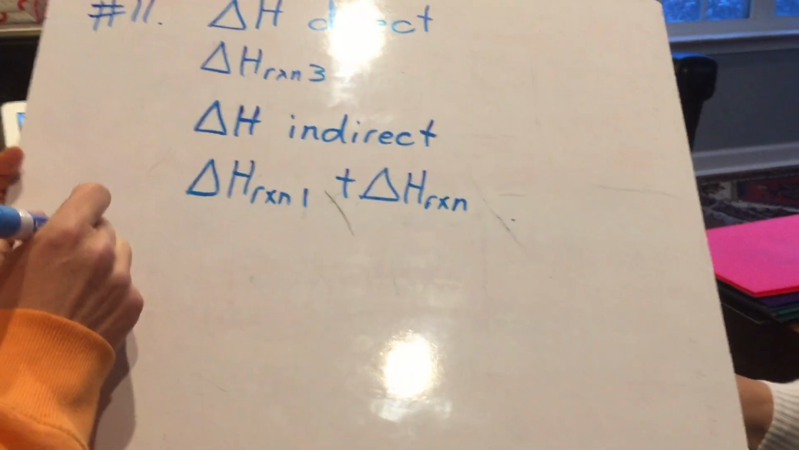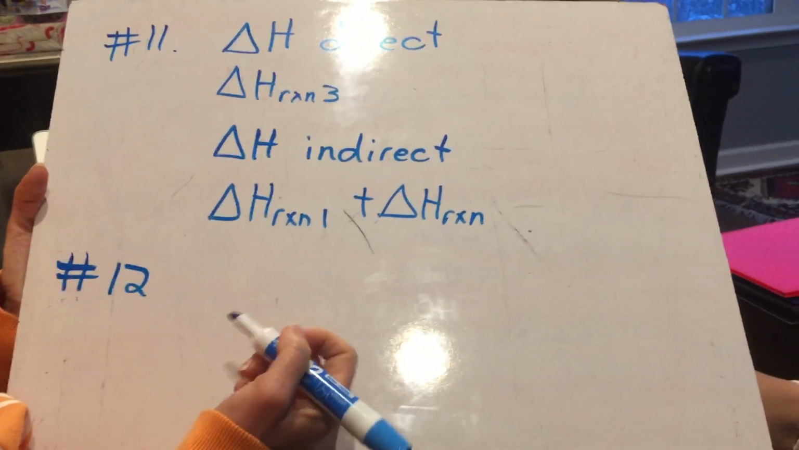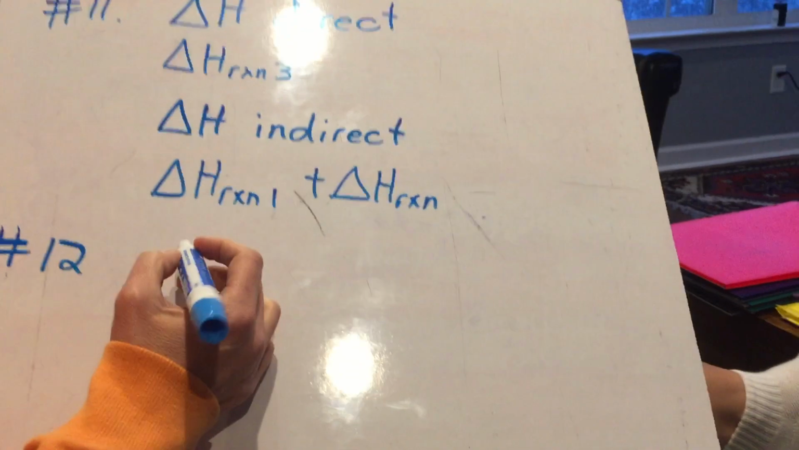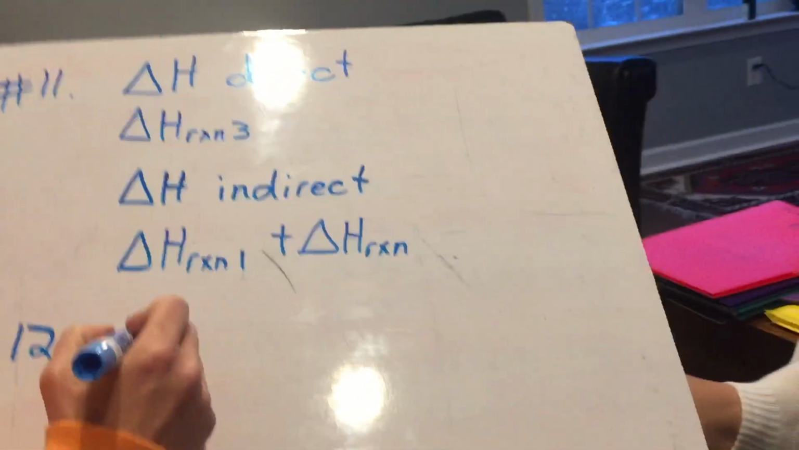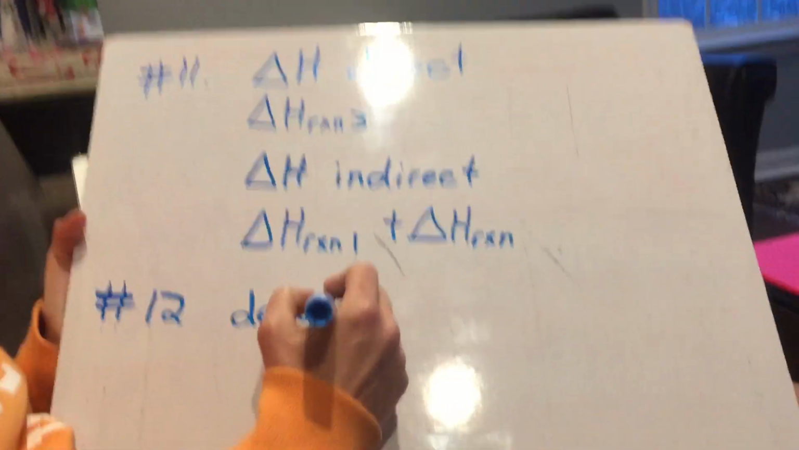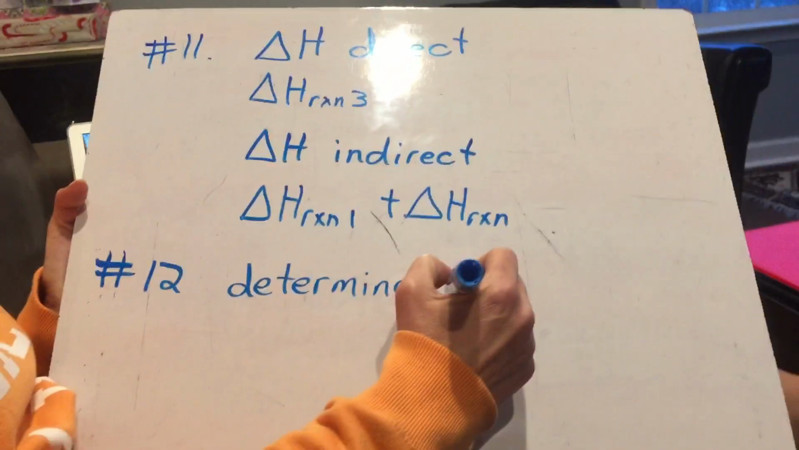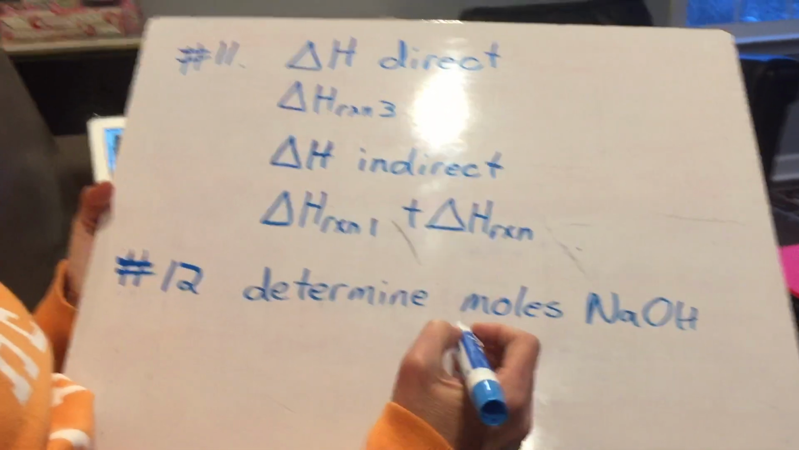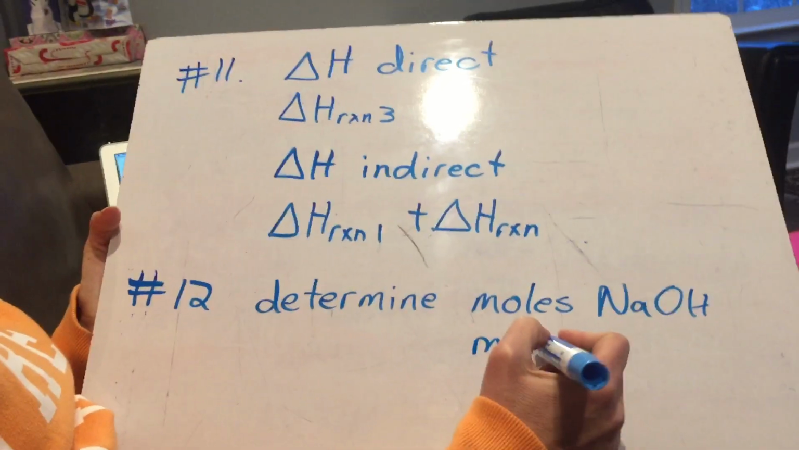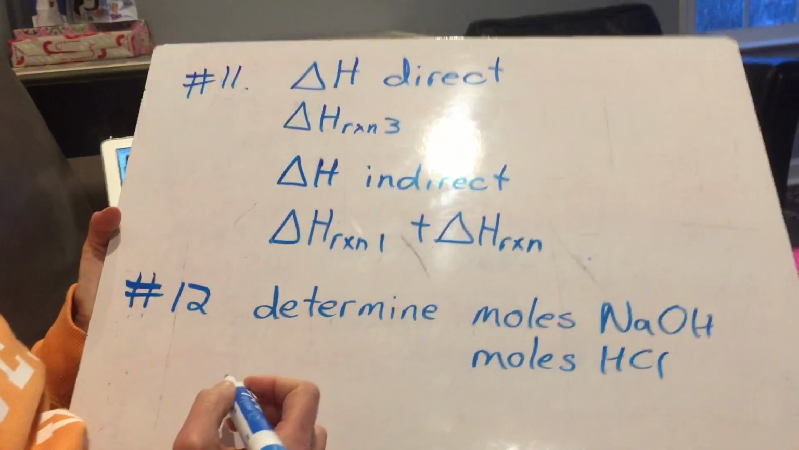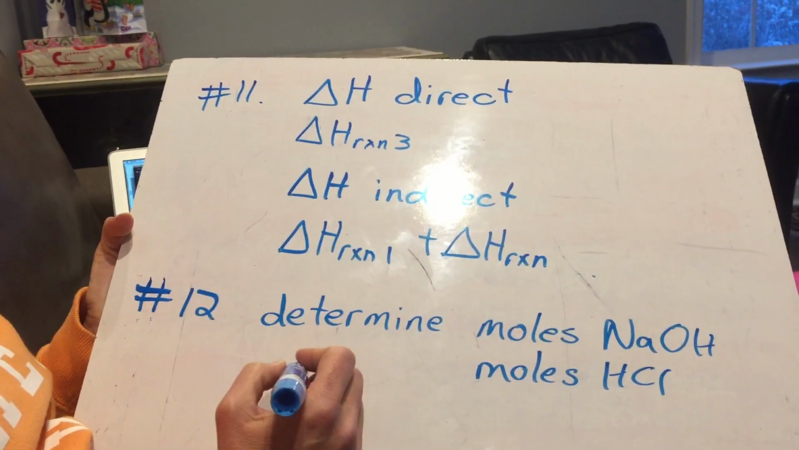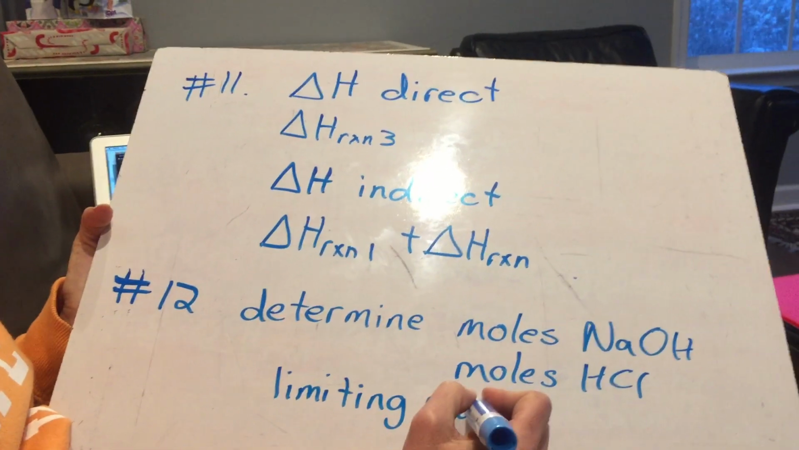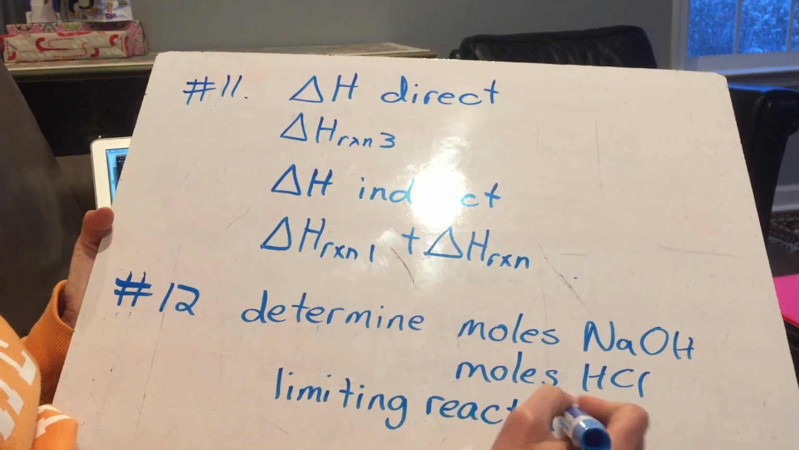And then number 12, this is the problem that this whole lab builds toward. And it asks you, could the janitor have burned himself with this process? So you first need to determine, from the information that's given, the number of moles of sodium hydroxide that the janitor was working with. And you also need to determine the moles of hydrochloric acid that the janitor was working with. And you need to figure out which one of those is the limiting reactant. This is a 1-to-1 reaction. So whichever one you have fewer moles of, that is your limiting reactant.